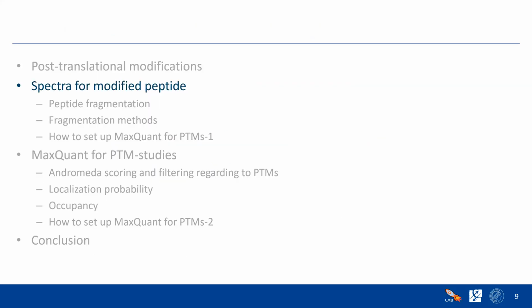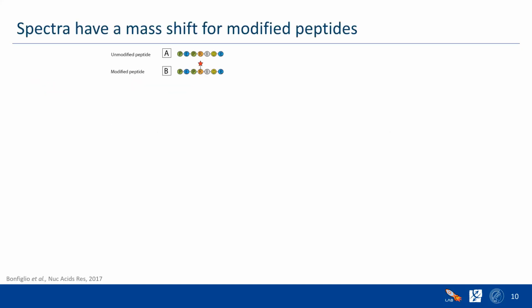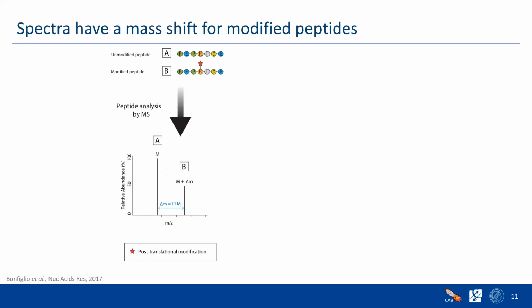So now we know the basics about PTMs, and let's have a look at how the spectra will look for the modified peptides. Here we have two peptides. Peptide A is unmodified and peptide B is modified. As you see, the modification is on the fourth residue, which is shown as a star. Imagine that this residue's modification actually gives us an addition of mass, and on the MS level, we know that we will see a shift.